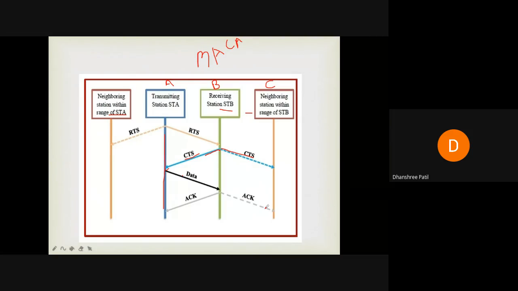Correct. So it is concluded that B has completed the transmission with some other station. Which station, we don't know. So here, if C wants to communicate, it can send an RTS message to B. So obviously simultaneous sending of the frame is avoided. Okay, so this is called the multiple access with collision avoidance protocol.